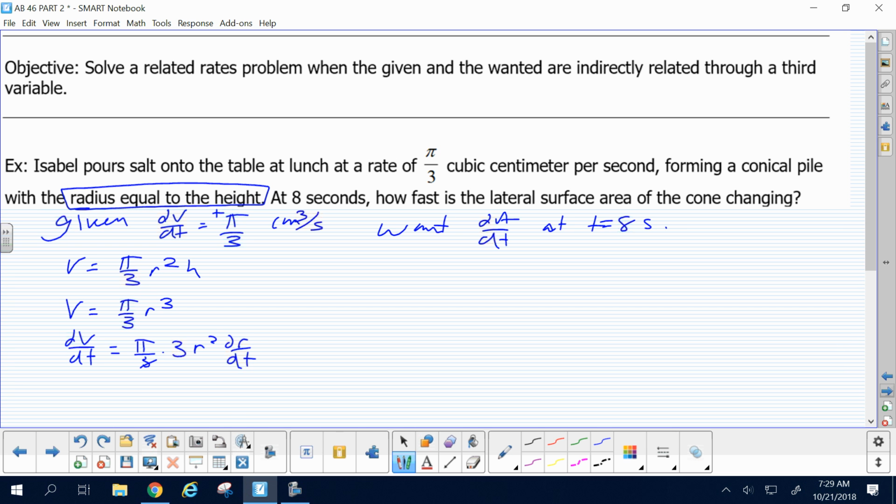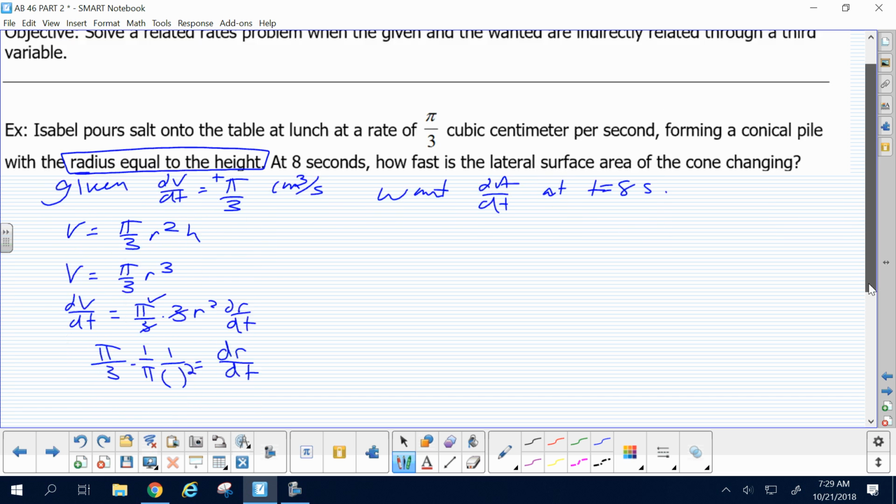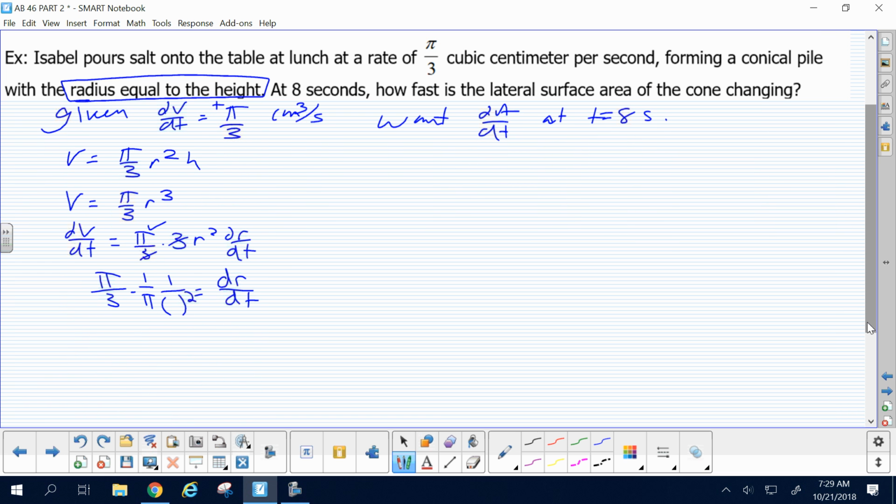Therefore, dr dt is dV dt, which is pi over 3, pi over 3 times 1 over pi when I divide this over, and divided by the radius squared, which I don't actually know. That's a problem. So as usual, there's sometimes going to have to be some finding before you proceed on here.